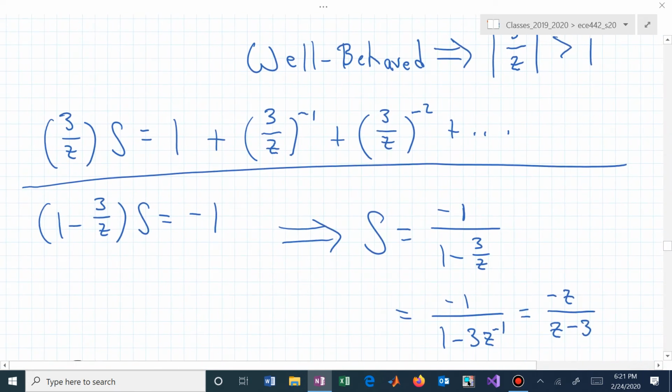Or we could write it other ways. Minus 1 over 1 minus 3 z to the minus 1. What was our capital R? It was 3. And when was this being examined? For what indices? Negative, and now we have this minus 1 in the numerator. Or we could write it in terms of positive powers of z. We now have minus z over z minus 3.